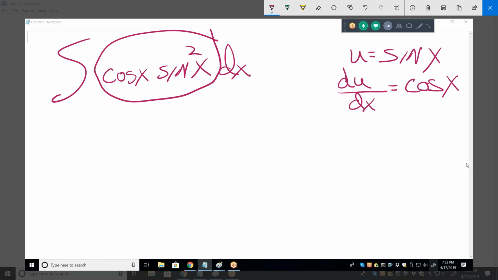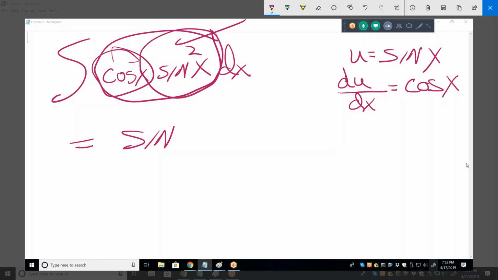That's 90% of your U-substitution problems: a function multiplied by the derivative of its inside. When you see that, you can just apply the power rule to this part. So that would equal sine cubed over 3.